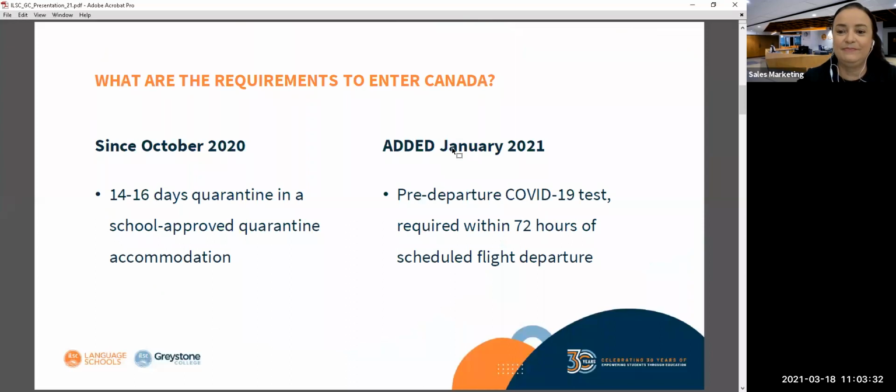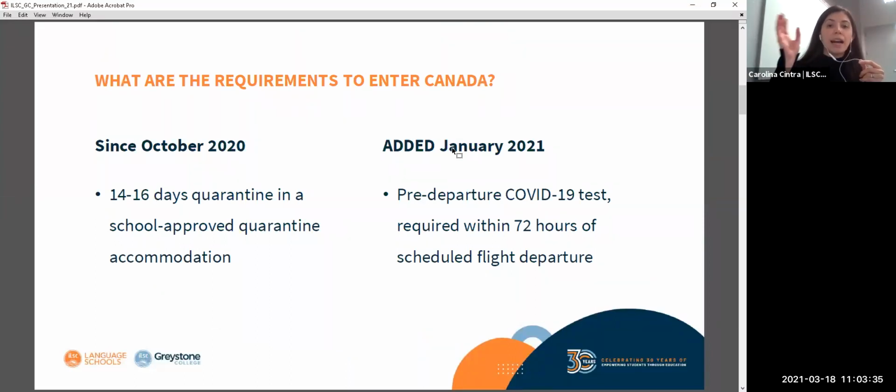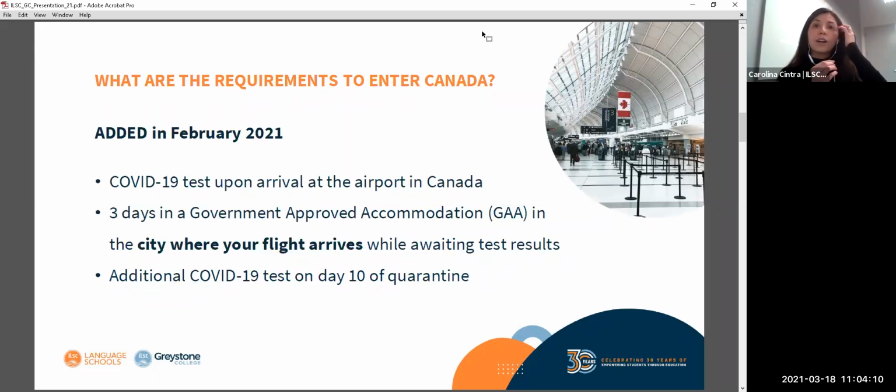Sure. So a quick timeline here. Since October last year, the government of Canada requires that all international travelers, including international students, complete a 14 or 16-day quarantine. Back in January, all travelers had to present a negative COVID-19 test 72 hours before their flights. And now the new thing that we will talk about today. In February this year, the government implemented the new travel restrictions that include 3 nights at the government approved hotel and an additional COVID-19 test.